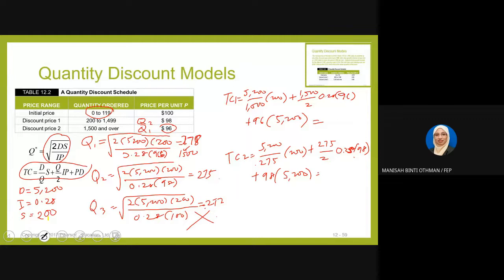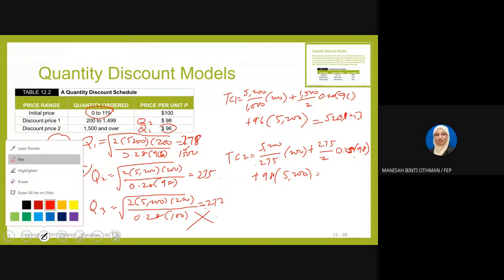Okay, did you get the value? Total cost for 96, how much is it? How many? I got 520,053. 520,053. 53.33.